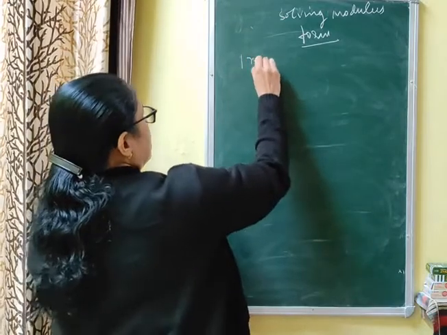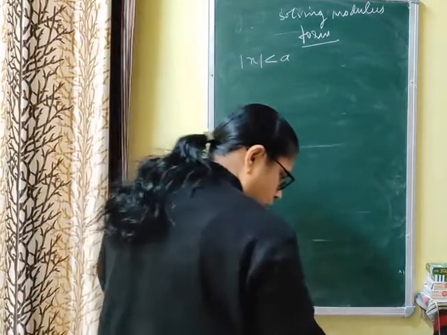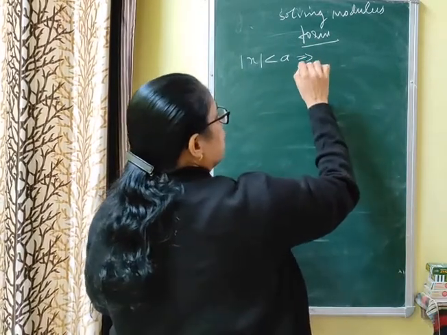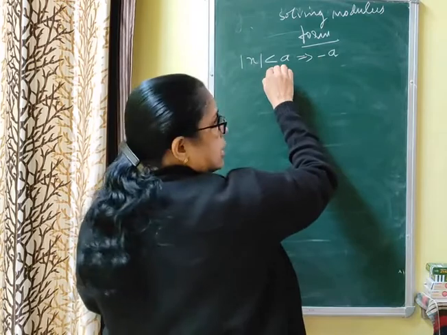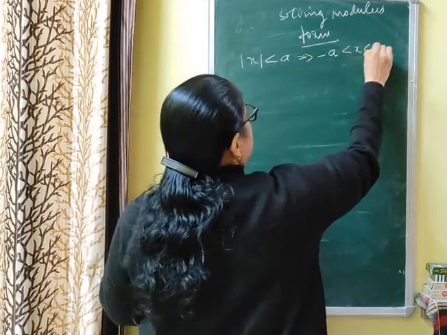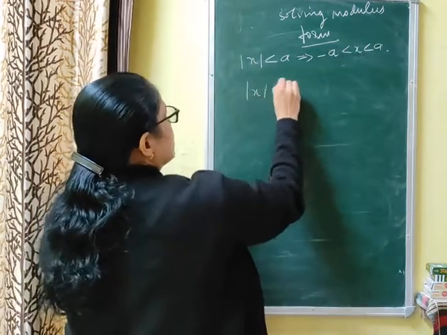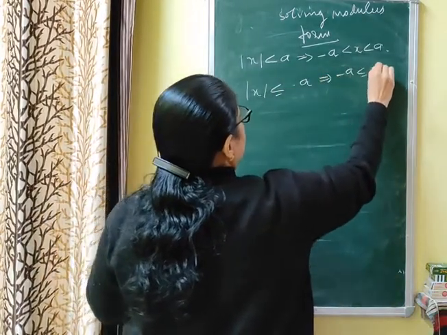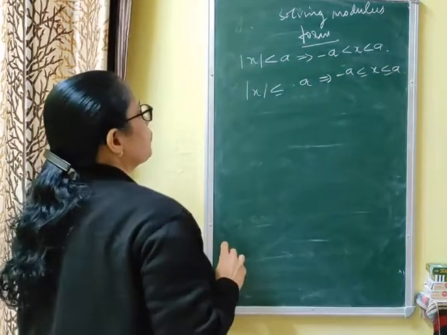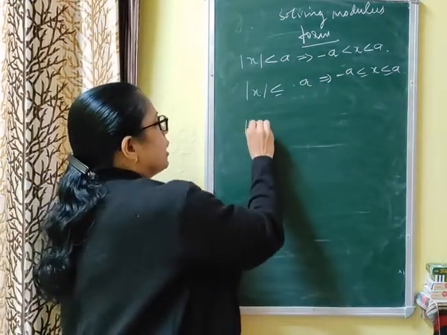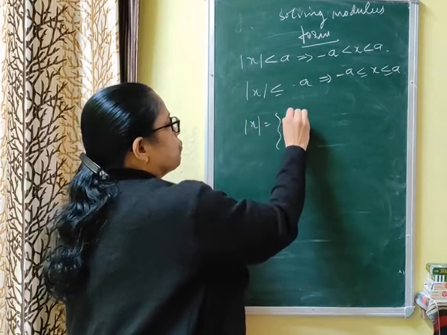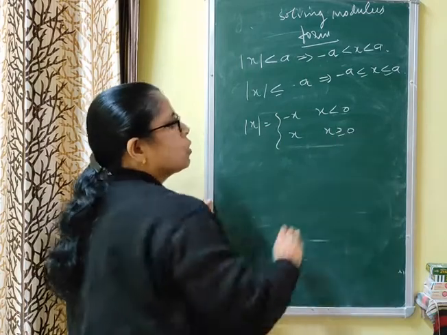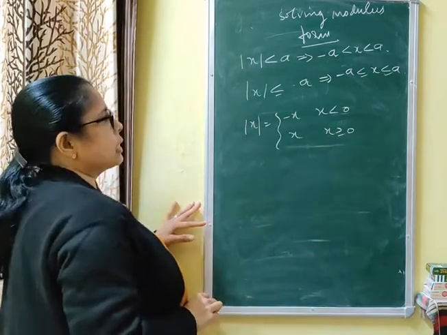There is a formula for this. It is not necessary to read it, but if you want, you can learn it by heart. Otherwise, you can do it by the redefined form of the modulus function. Mod x less than a means minus a less than x less than a. Similarly, modulus x less than or equal to a implies minus a less than or equal to x less than or equal to a. We can also do this with the redefined form. Mod x is equal to minus x if x less than 0, and x if x greater than 0, which you discussed in chapter 2, relations and functions.